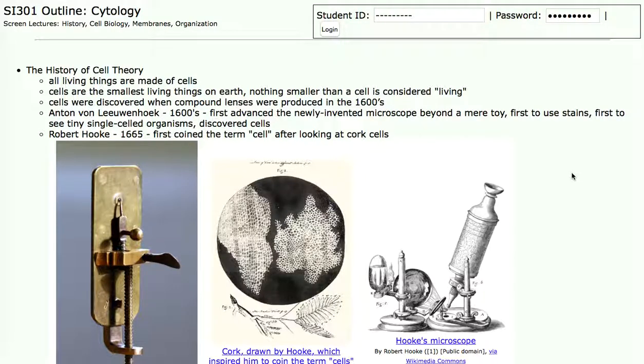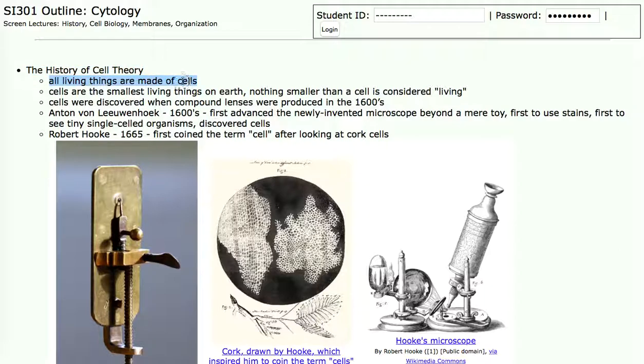Well, now we're going to talk about cell theory. We're going to kind of build on the last chapter, which was all about molecules, and we'll see what molecules build themselves into. But first, we need to talk about the history of cell theory in this unit. The current theory of cell biology is that all living things are made of cells.